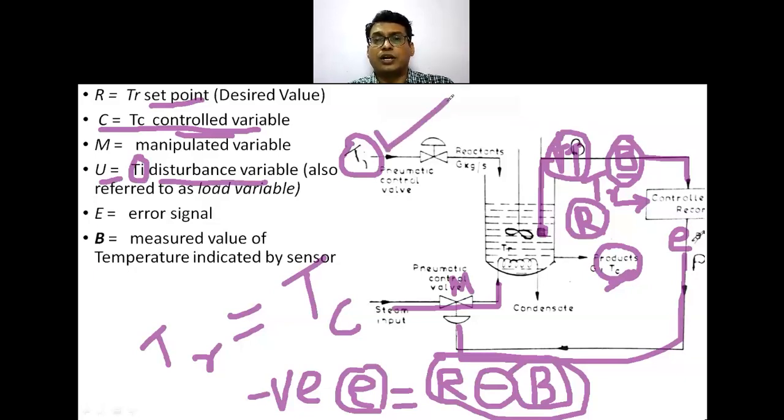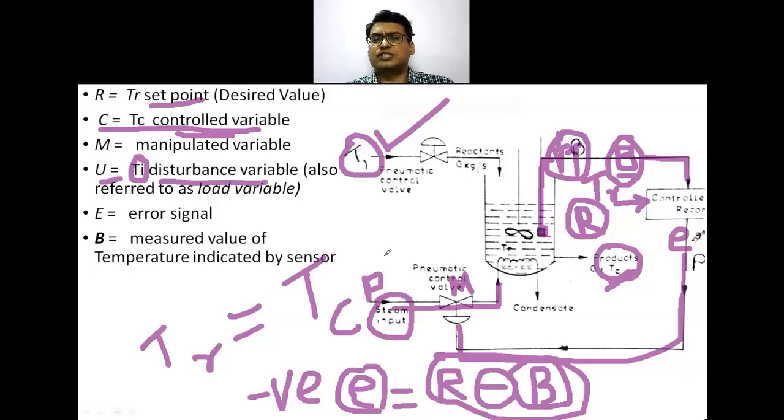This temperature of the inlet stream itself is a load variable. That is one load variable. Then the second load variable is the temperature of the input steam, which can also vary. The pressure of the steam can also vary. So there are two load variables. We are assuming that the pressure remains constant.